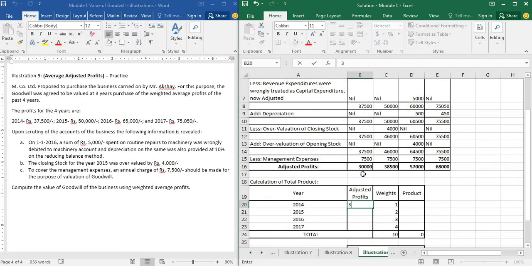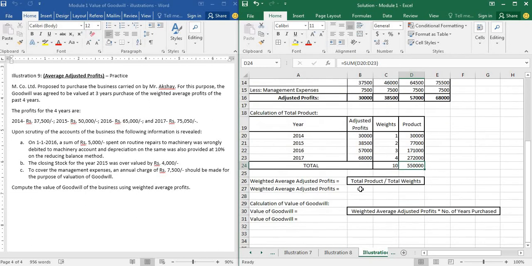Alright, so let us take the adjusted profits from the above table. 30,000 for the year 2014, 38,500 for 2015, 57,000 for the year 2016 and 68,000 for the year 2017. If you see, they are in ascending order. Now let us find the product. So the total product comes down to 5,50,000 and the total of weights is 10.